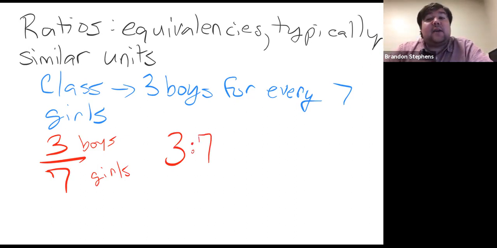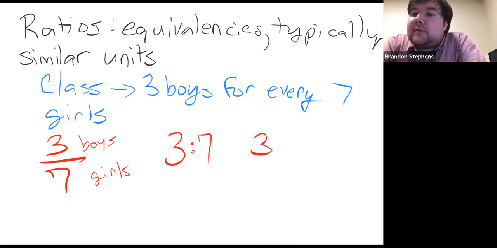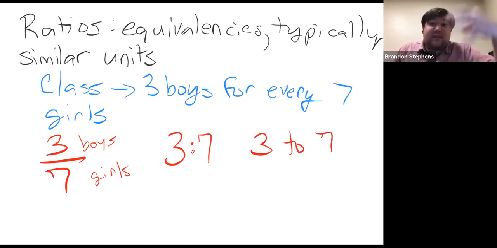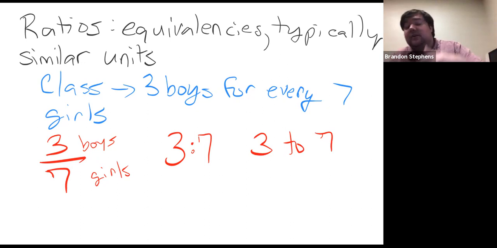We can also see it with a colon, 3:7. That's a very common expression of a ratio. Or you can also see it in word form with the word "to", like 3 boys to 7 girls, or 3 boys for every 7 girls, or 3 per 7, all those kinds of things. Those are different expressions of ratios. And it's really saying, again, the same thing, 3 boys, 7 girls, an equivalent expression here.